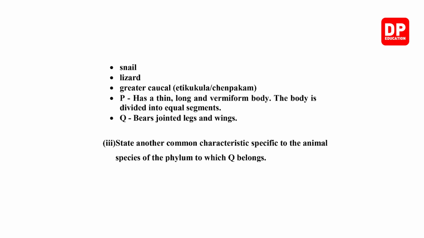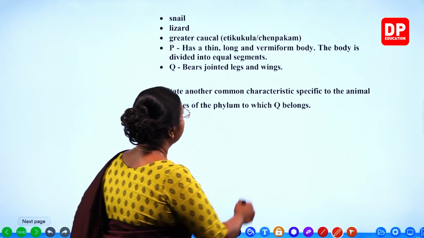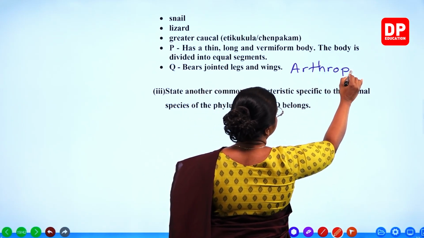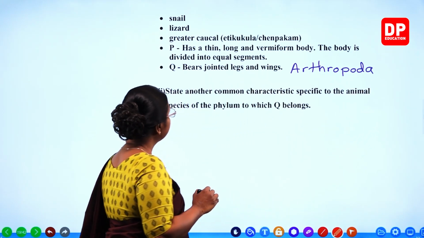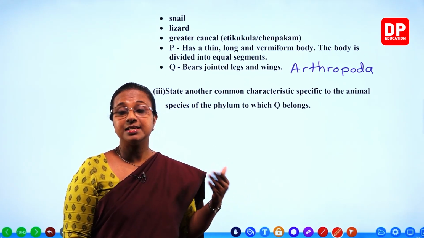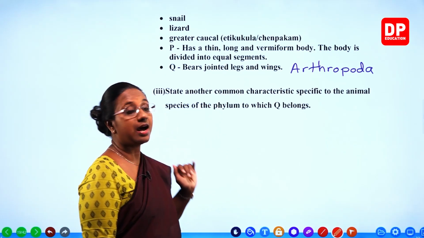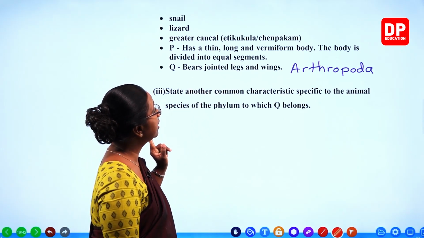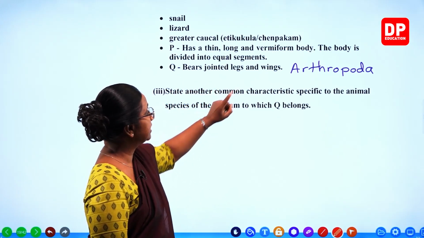So again, I have the animals given there. The third question: state another common characteristic specific to the animal species of the phylum to which Q belongs. Now Q, we already identified it as Arthropoda. How did we find that? Bears jointed legs. Arthro means jointed, poda means legs. So jointed legs means it's Arthropoda. There are so many different animals, but this particular Arthropoda bears jointed legs and wings.